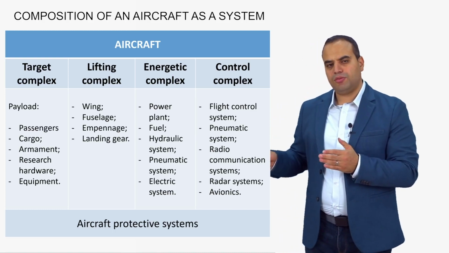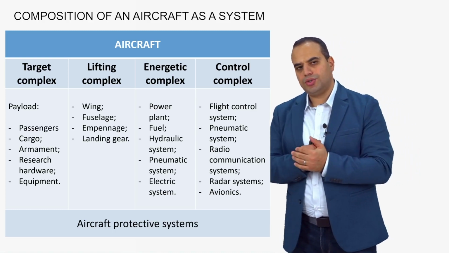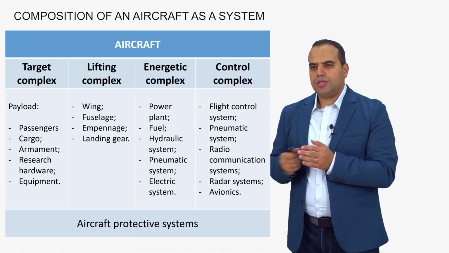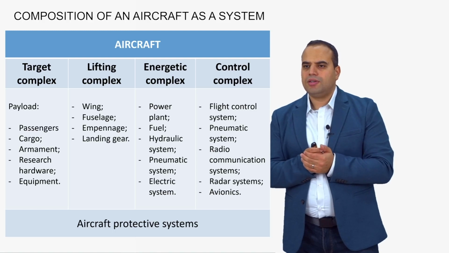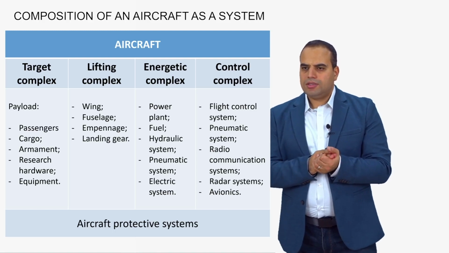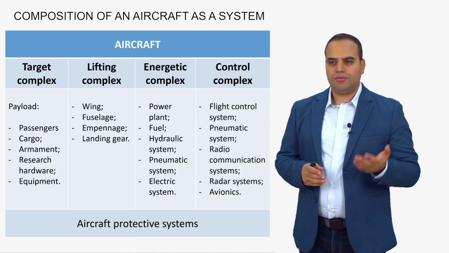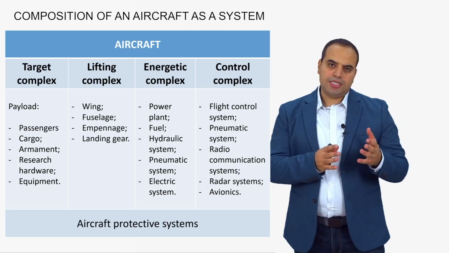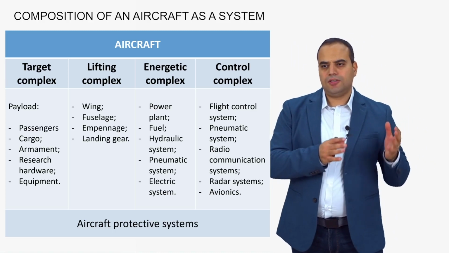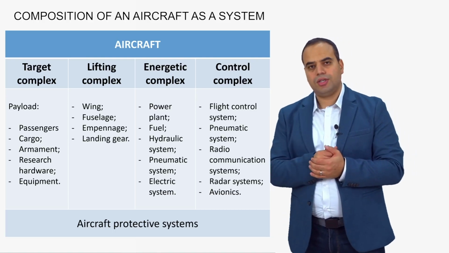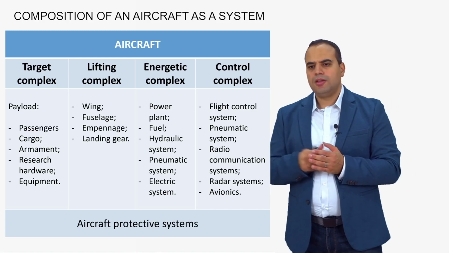So every system performs a function that is required to ensure the aircraft's flight operability, right? And finally, in order to control the aircraft's motion in space, we have the flight control system. And that includes also the radio communication system, the radar systems, avionics, which are needed for finding the aircraft, locating it, and ensuring that it's following the right flight path, right?